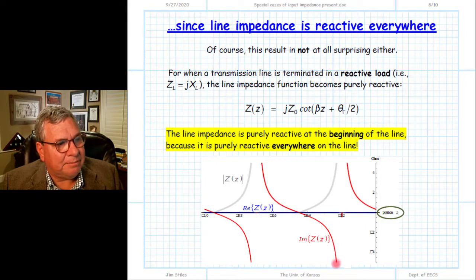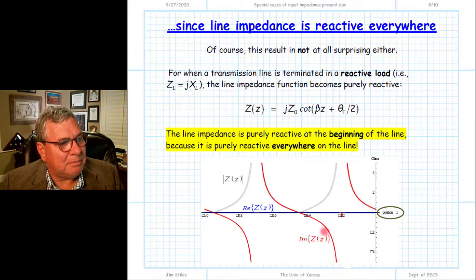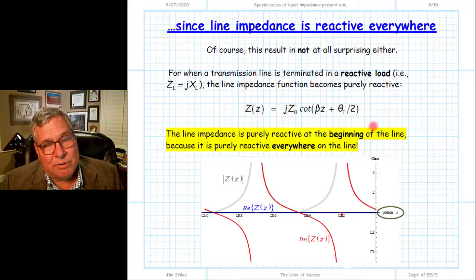At that point, it flips to a minus infinity reactance, in other words, capacitive, and as we move back up the line, we find the impedance becomes less and less negative, and then it converges back to a value of 0. As we move further down the line, the reactance becomes positive again, and again it will increase to infinity at a point. And you can see that there's a periodicity in this line impedance function. And so the reason that the input impedance is purely reactive is because the line impedance function is purely reactive at every single point on the transmission line.